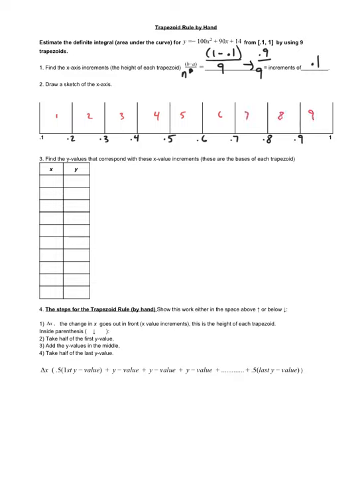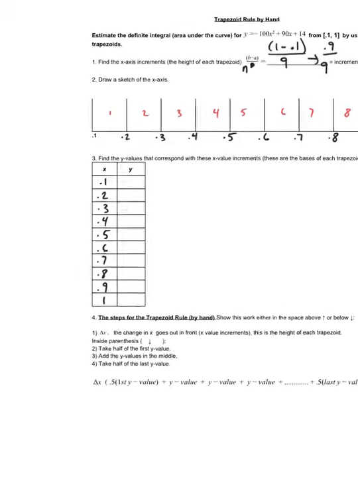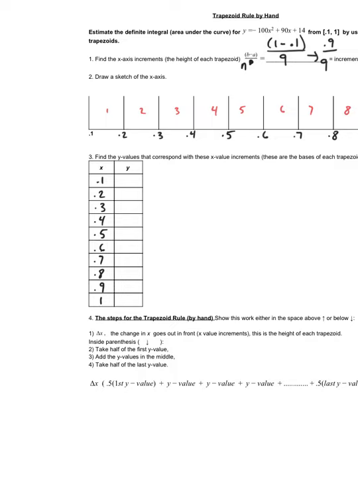Okay, the X values we can put right in our table. It really helps to organize your information in an XY table. So let me put in my X-axis increments. All right, now this delta X, this change in X right here, 0.1, that is my base of each trapezoid. Each trapezoid up here is 0.1 units.